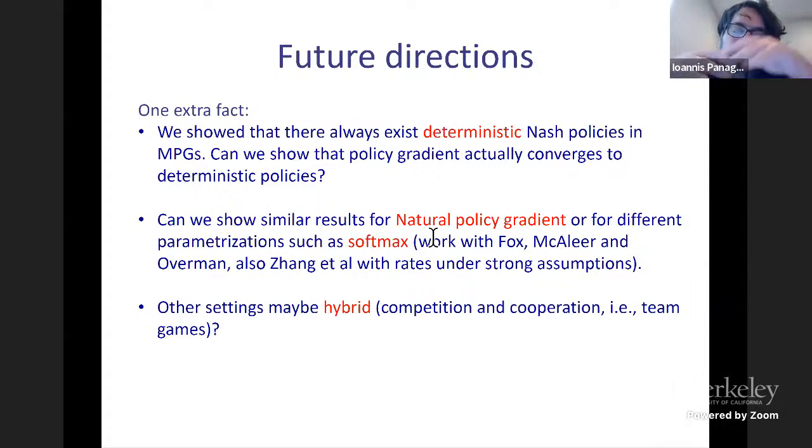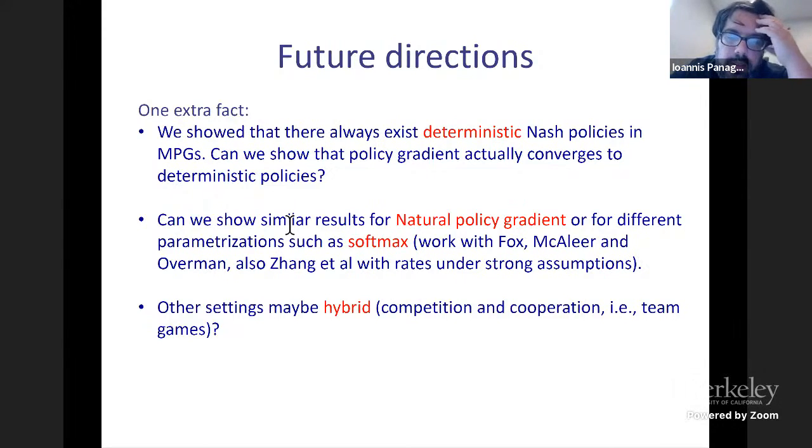Moreover, natural policy gradient is a method that is really important because you have something that is called softmax parameterization, and effectively natural policy gradient is used also to do neural policy gradient, which is a way to do function approximation. So understanding the rate of convergence of natural policy gradient for multi-agent settings is really a cool future direction. Right now, what we know is this: along with Fox, McClear, and Overman, we showed that in potential games, Markov potential games, natural policy gradient has last iterate convergence to Nash policies.